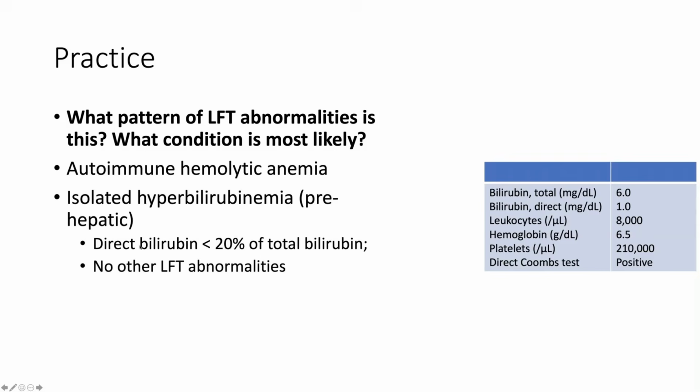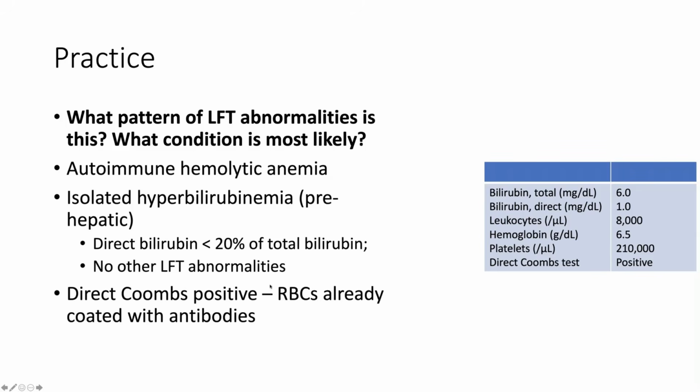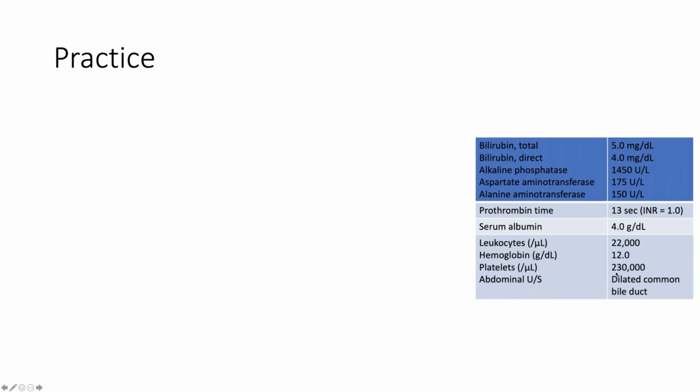So in other words, you've got autoimmune hemolytic anemia, and the pattern is prehepatic, so isolated hyperbilirubinemia. The way you can tell is that the D-bili is low, and I didn't include the LFTs, but the other ones would have been normal. And again, the direct Coombs is telling you the RBCs are already coated with antibodies. In other words, the question you're asking is, did hemolysis already happen? Perfect. All right.